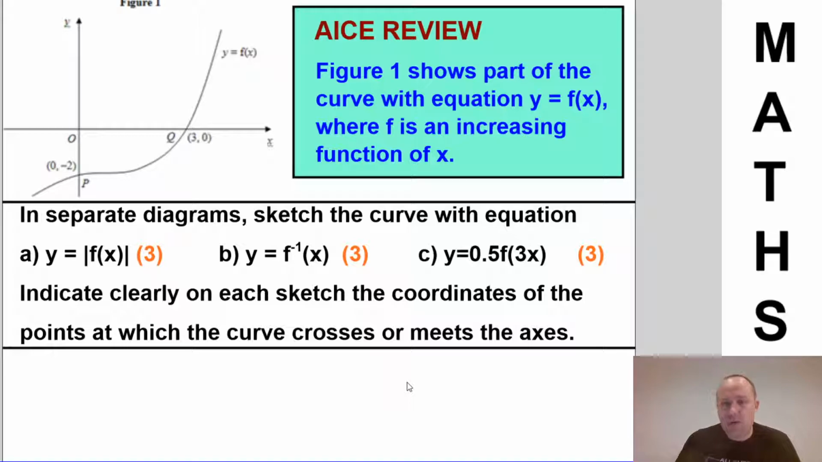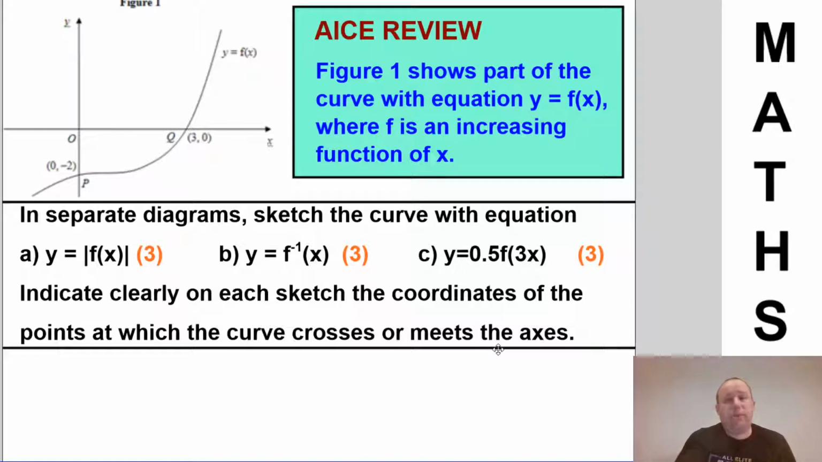So figure 1 shows part of the graph curve with equation y equals f of x, where f is an increasing function of x. Now the increasing part doesn't tell you much about this, except you can see that the graph is just going up throughout the place. Now there was a couple of other things labeled, but you can see them in the picture. So it gave you the coordinates of P, and it gave you the coordinates of Q. I'm going to leave that untyped because you can clearly see that within the picture anyway.